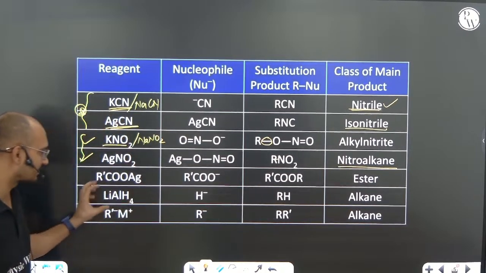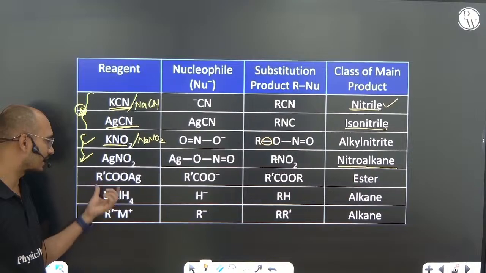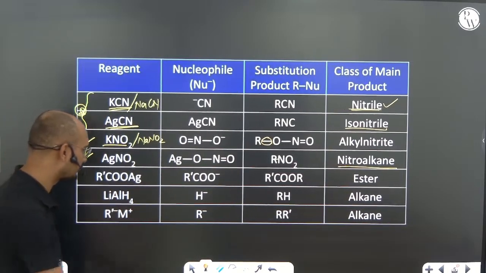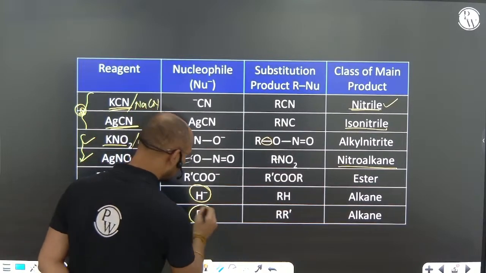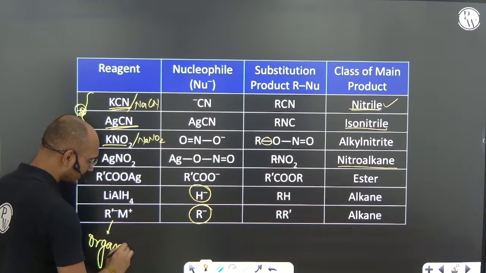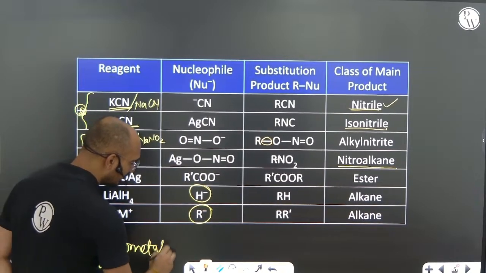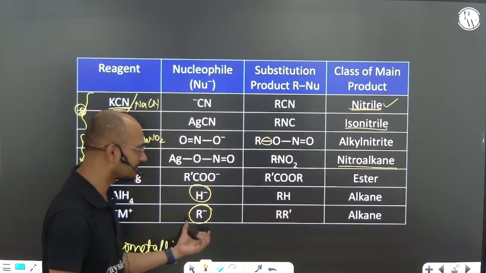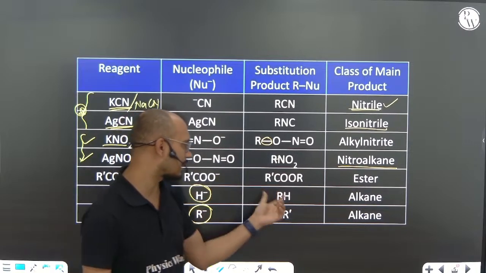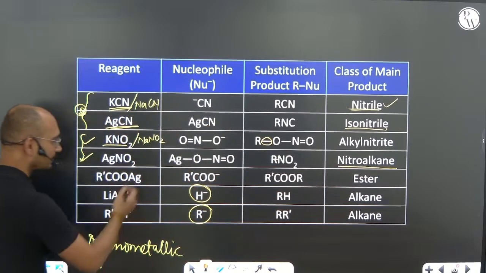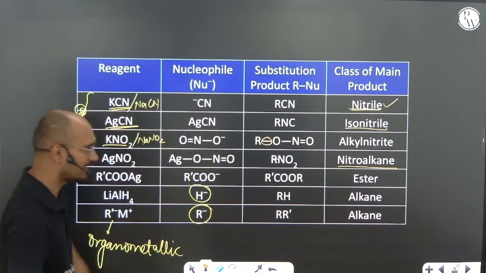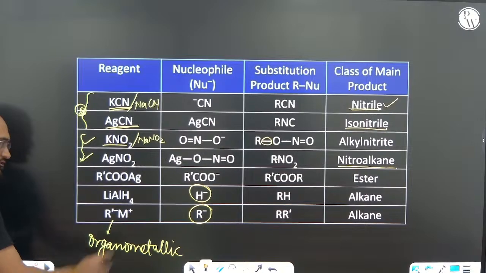Now RCOAg, LiAlH4, all these things are there. Wherever there is a metal, the metal will always take the positive charge and the remaining part will be negative. So here hydrogen will act as the hydride. If an organometallic substance is there, it is always R minus, and this R minus will attack, so R-R' will be formed. Here H minus will attack, RH will be formed. Here RCOAg will give RCO minus, and RCOR' will be formed, that is, a ketone. I hope you can all see these things, and you can just take a screenshot.